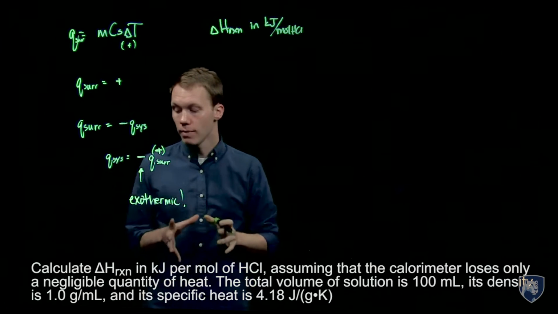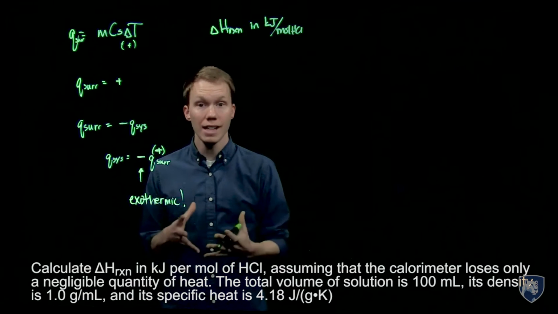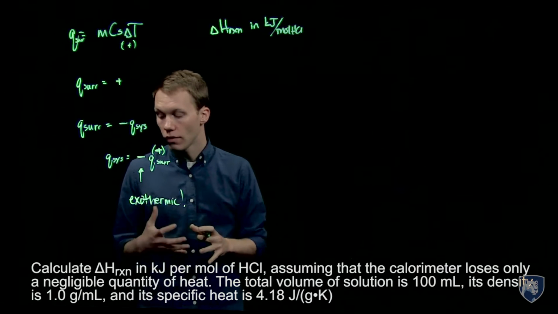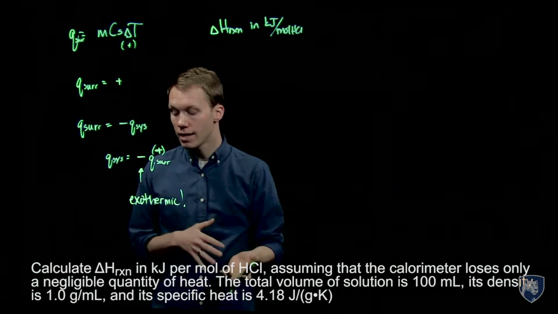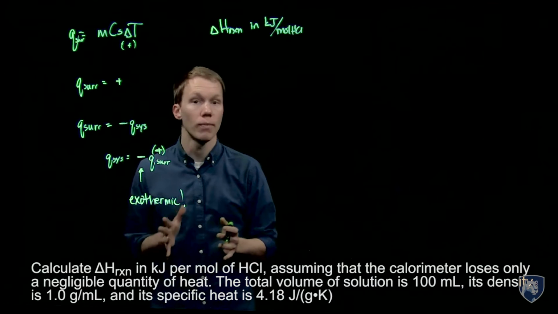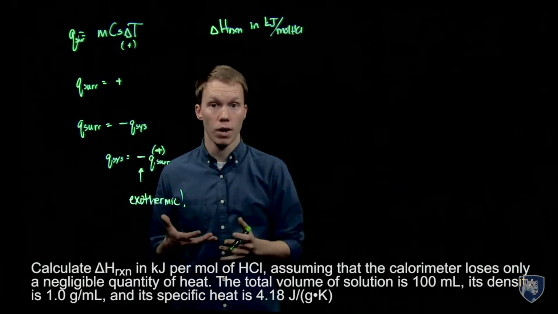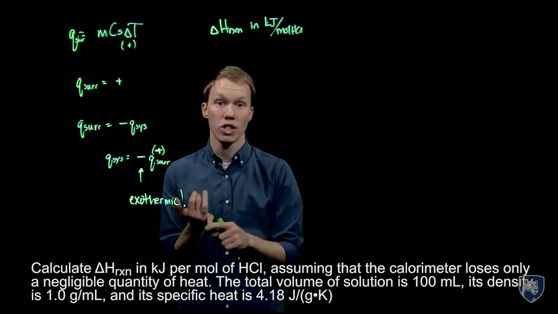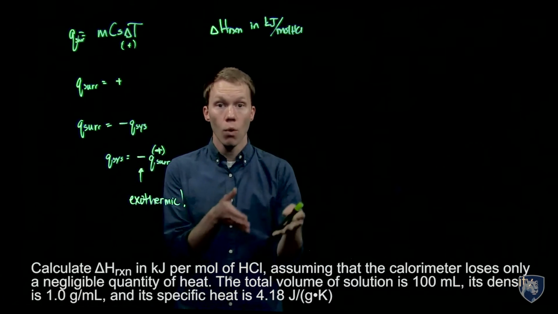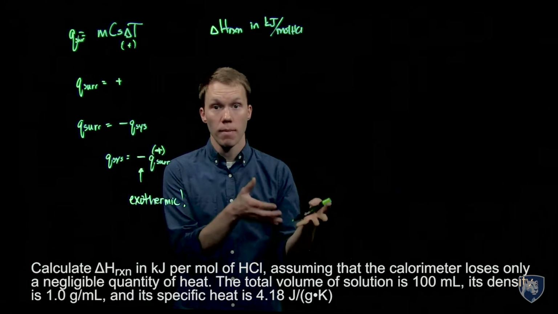Okay? Now, assuming that the calorimeter loses a negligible amount of heat, and the total volume of solution is 100 mL, and given a density and specific heat. So, there are some steps to this type of problem. We need to, one, find out how much heat is generated for that specific reaction mixture, right?